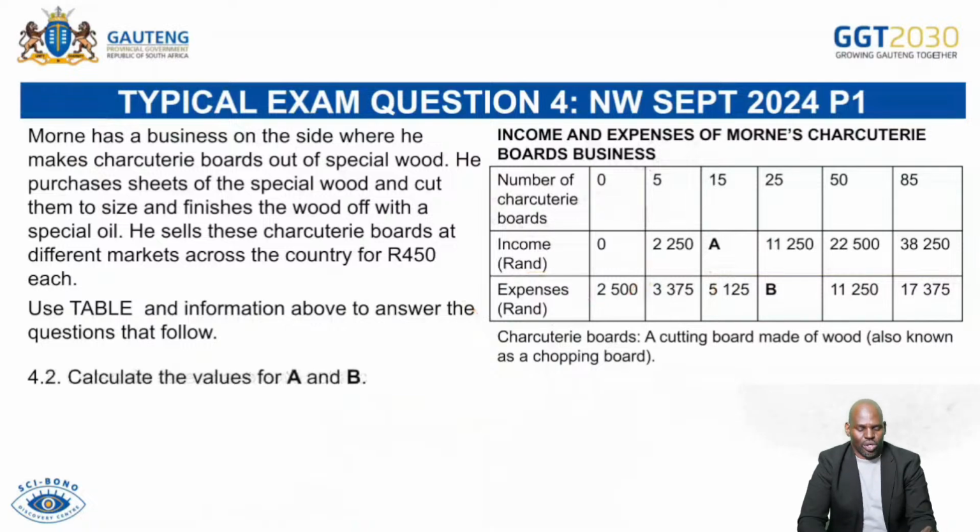Then we go to the next question, that is number 4.2 in the very same table. They say calculate the values of A and B. Here we've got A and here we've got B.